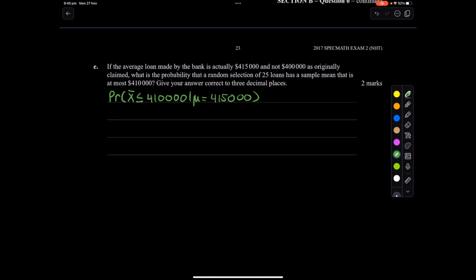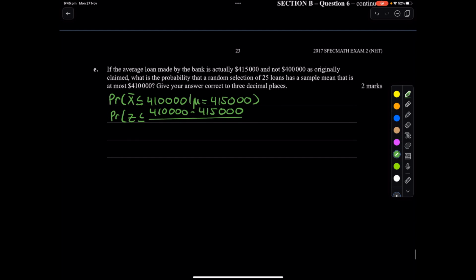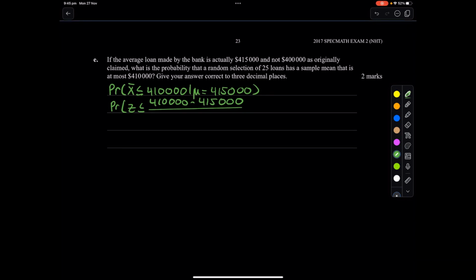So now we write this as Z. So less or equal to 410,000 minus 415,000, divided by, we're still using 25 loans, and I believe the standard deviation wouldn't change. Yeah, it wouldn't change. We're still using the same 600,000. So if the average loan is this, what is the probability? Okay, so let's do that.